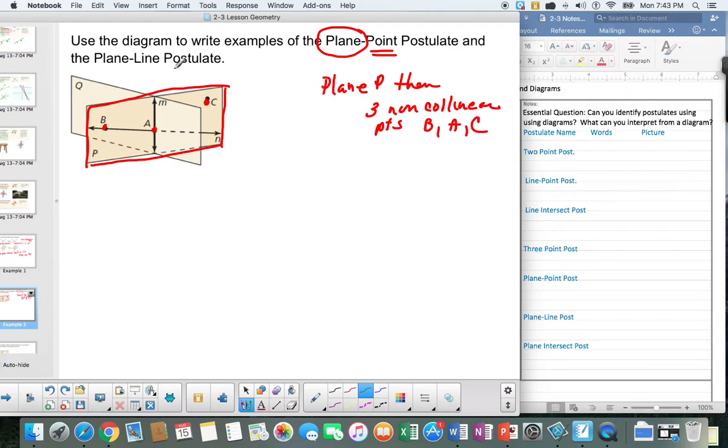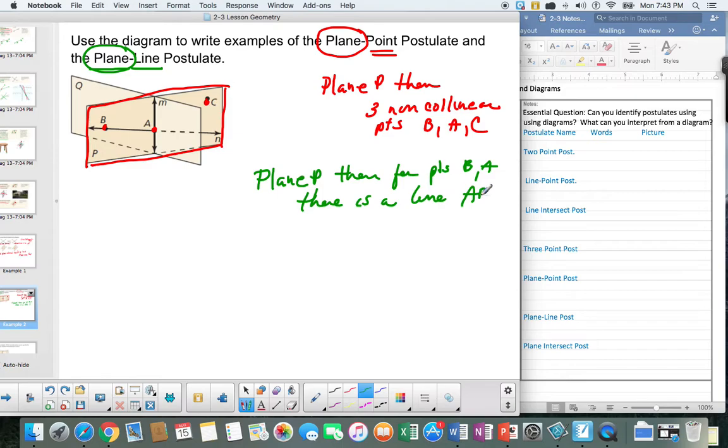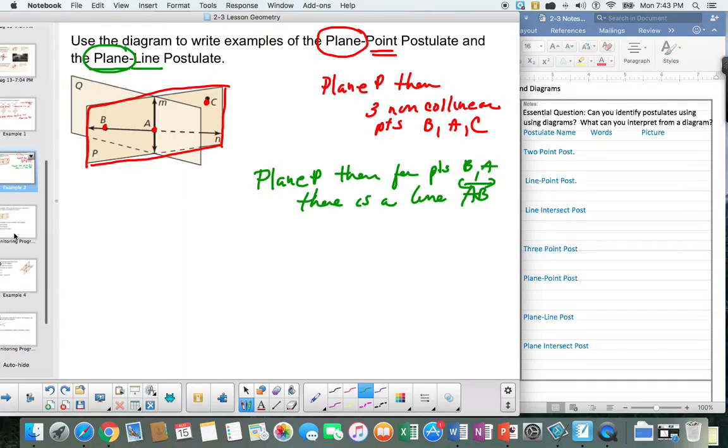Okay, the next one I want to talk about is the plane line postulate. You're starting off with a plane, so let's start off with plane P again. This postulate says that if you have 2 points, then the line containing them will be on the plane. So for points B and A, there is a line called AB on it. Okay, let's go to the next slide.